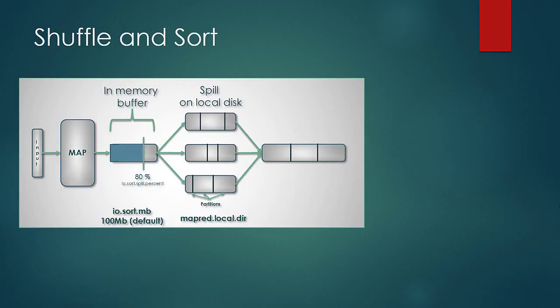If the map's output is going to be very large, it is recommended to compress the map's output to reduce the amount of data. This can be done by setting the property mapred.compress.map.output to true, and the compression scheme can be specified by the property mapred.map.output.compression.codec.